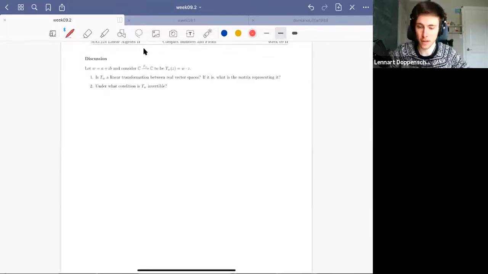I'll give you 2 minutes to think about this, and then we'll see whether, when we think about C as a real vector space, this is a real transformation or not, a linear transformation.